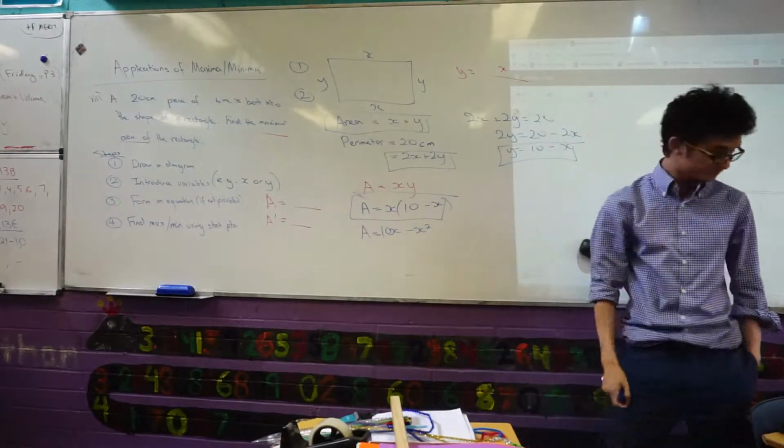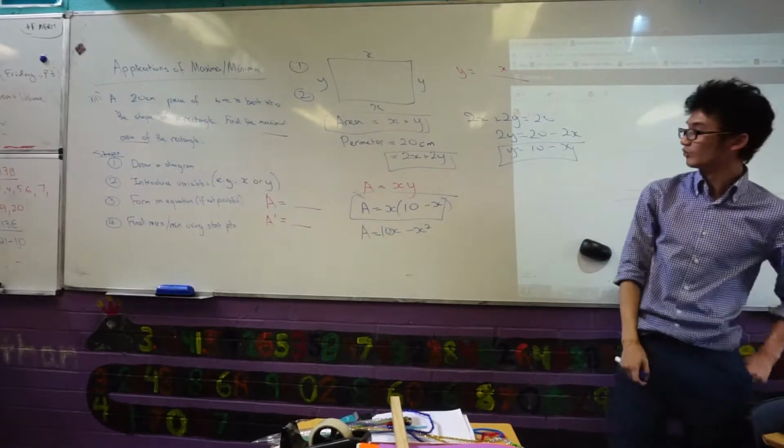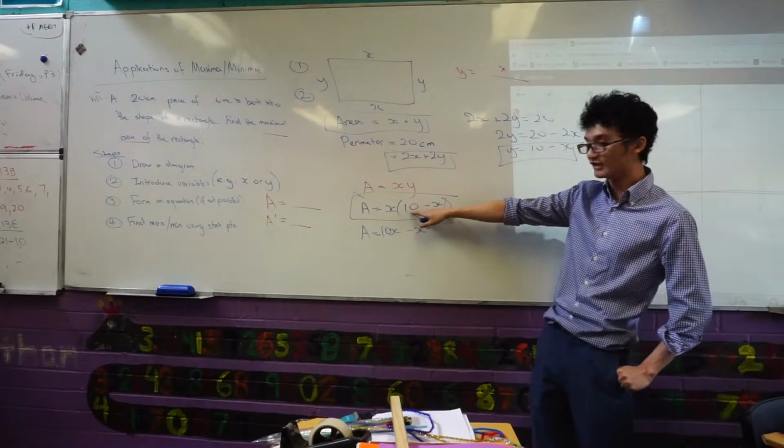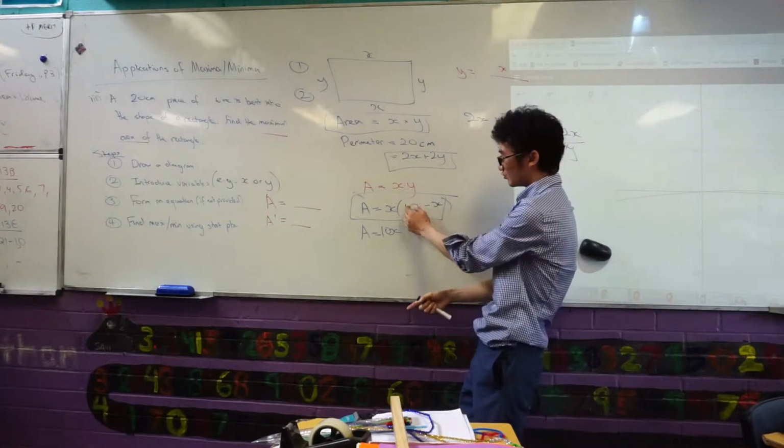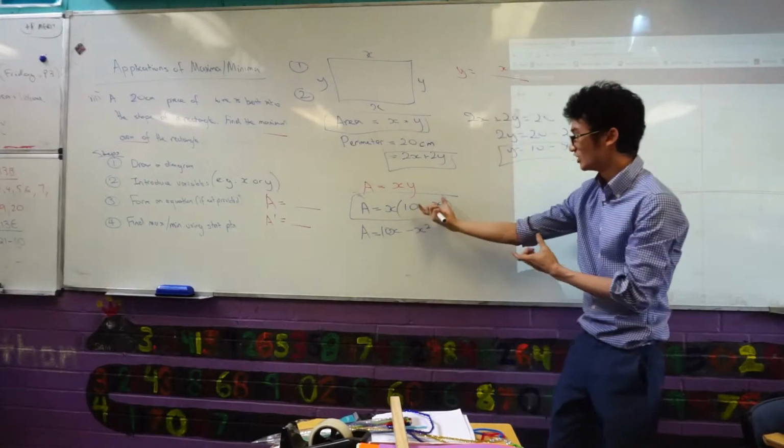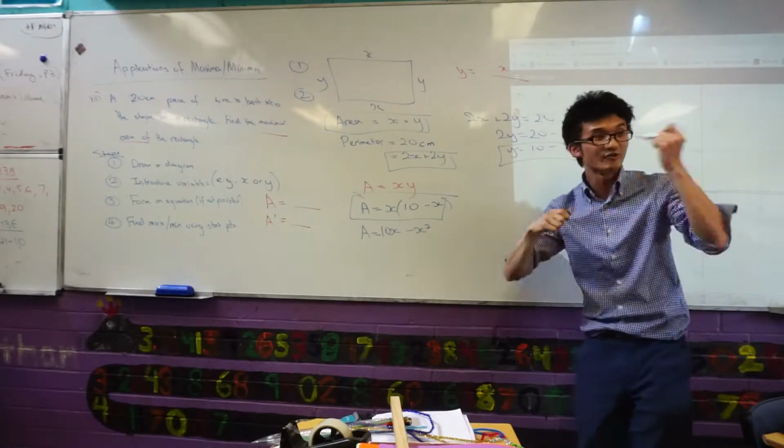Why do you have the x in front of the brackets? Where's that in the area? Because A equals x times y, so over here I replaced y with 10 minus x, just to show you multiplying by the whole thing. Okay. So now we want to find that first derivative.